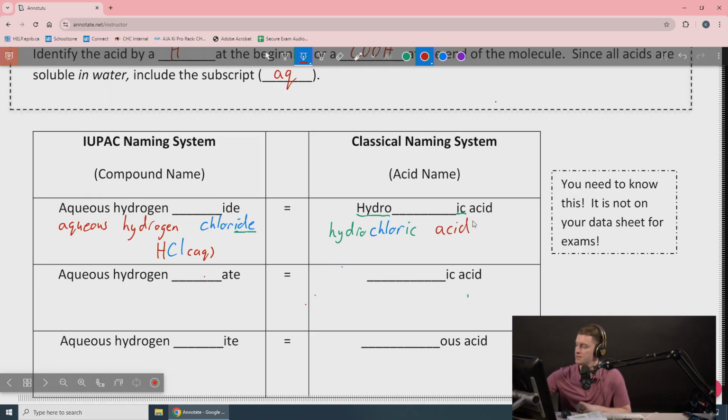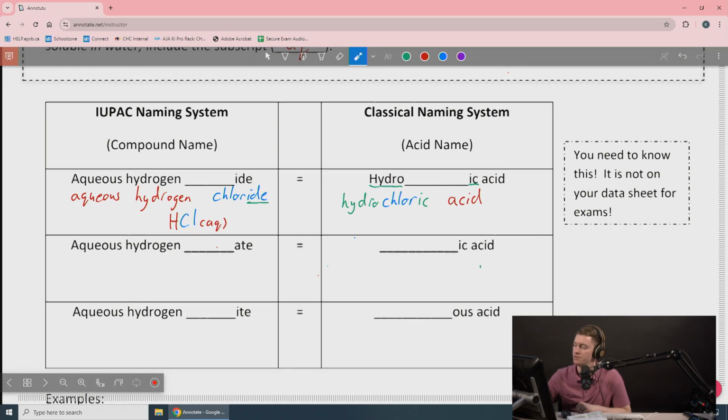So a couple pieces in different colors here. The red piece, aqueous hydrogen compound, that's how we know it's an acid. Chloride ends in "ide." That "ide" ending becomes the hydro-ic ending. And then the type of anion was a chloride, so it is hydrochloric acid.